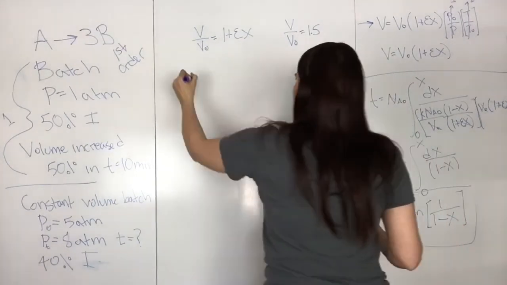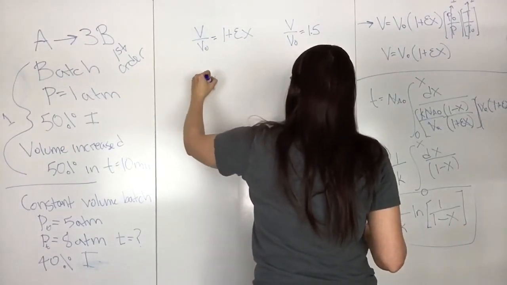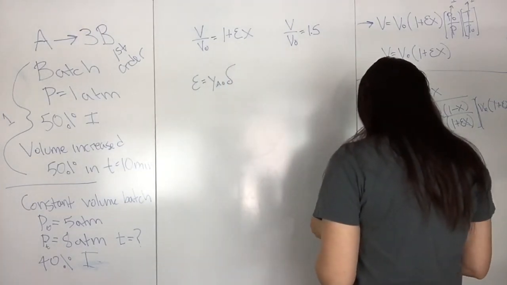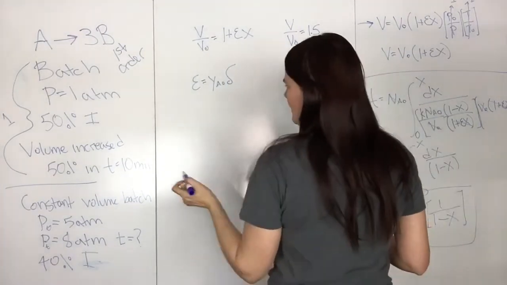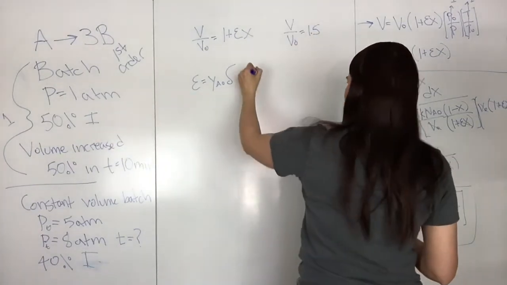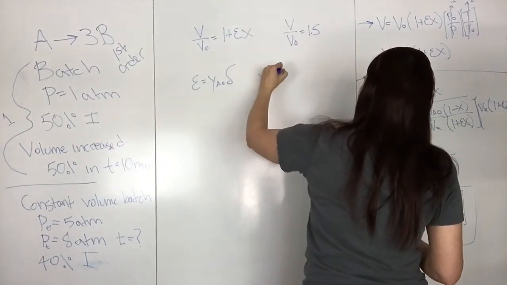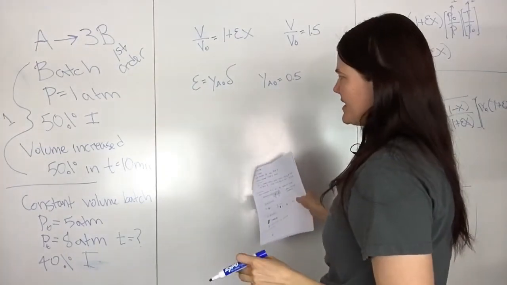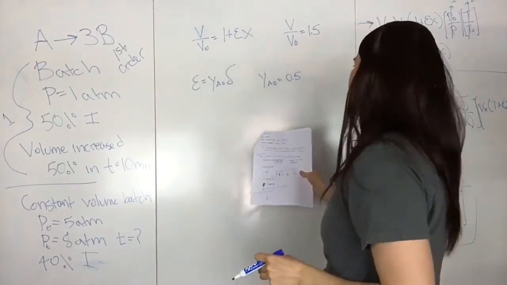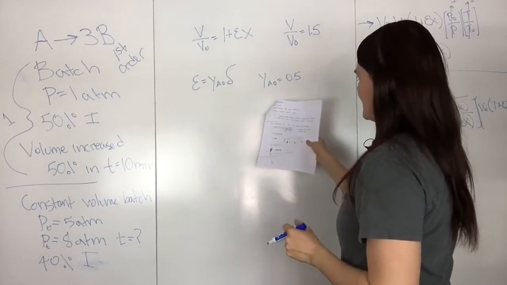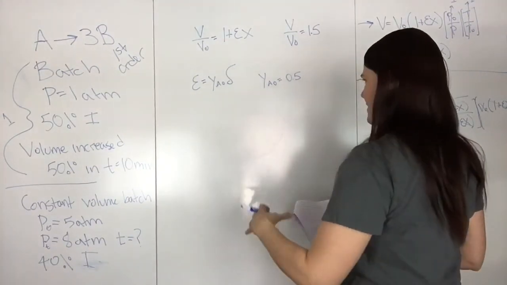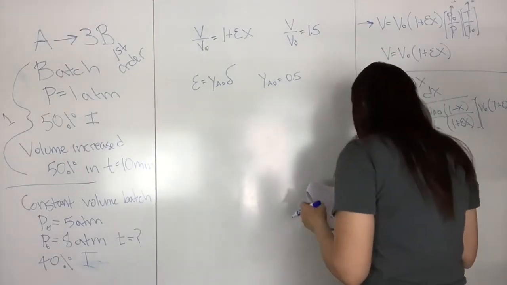And then we know that epsilon is equal to YA naught delta. And in this case, we know that it's 50% inerts. So YA naught is equal to 0.5, because if we have 50% inerts, then we have 50% A. And so this is the mole fraction of A in the reactor initially.